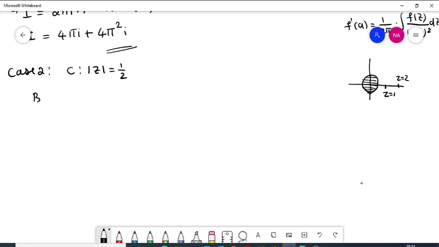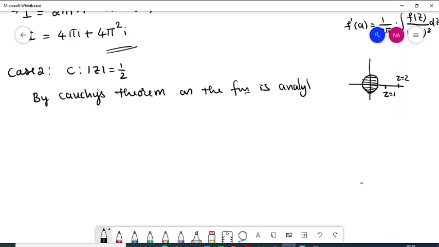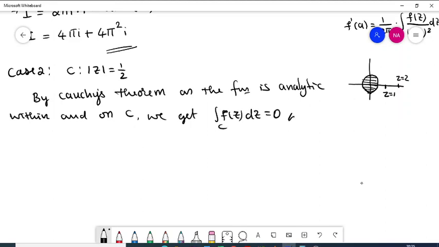So by Cauchy's theorem, as the function is analytic within and on C, we get the integral over C of f of z dz equal to 0. Integral over C of f of z dz is 0. Case 3.